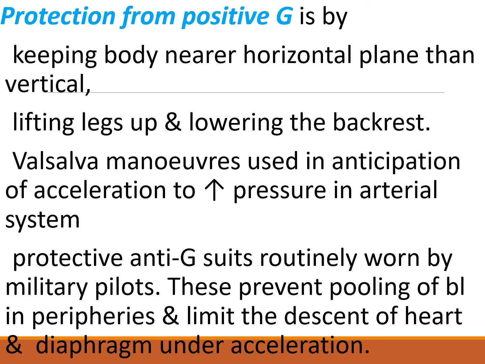Protection from positive G is by keeping the body nearer to the horizontal plane than vertical, lifting the legs up and lowering the backrest. The Valsalva maneuver is used in anticipation of acceleration to increase pressure in the arterial system. Protective anti-G suits are routinely worn by military pilots. These prevent pooling of blood in the peripheries and limit the descent of the heart and diaphragm under acceleration.